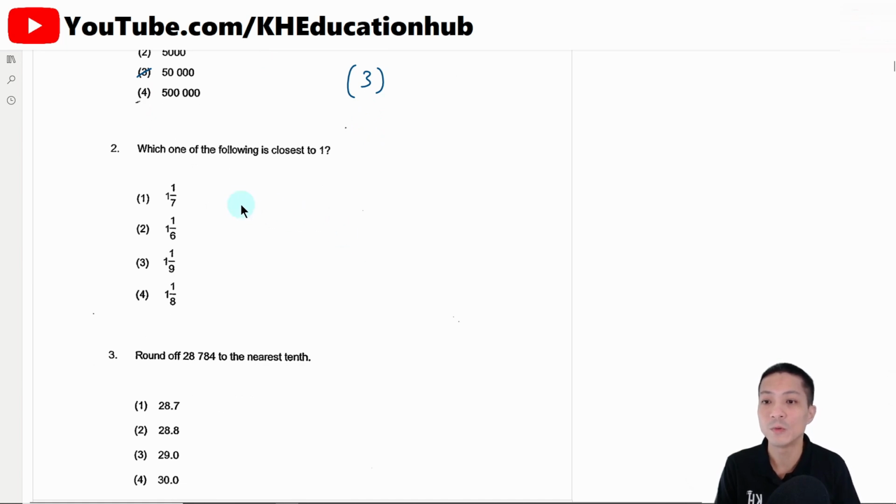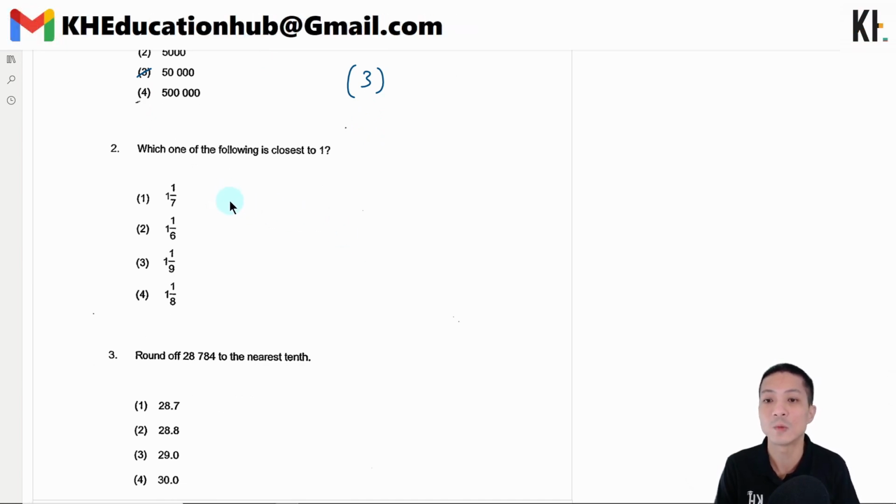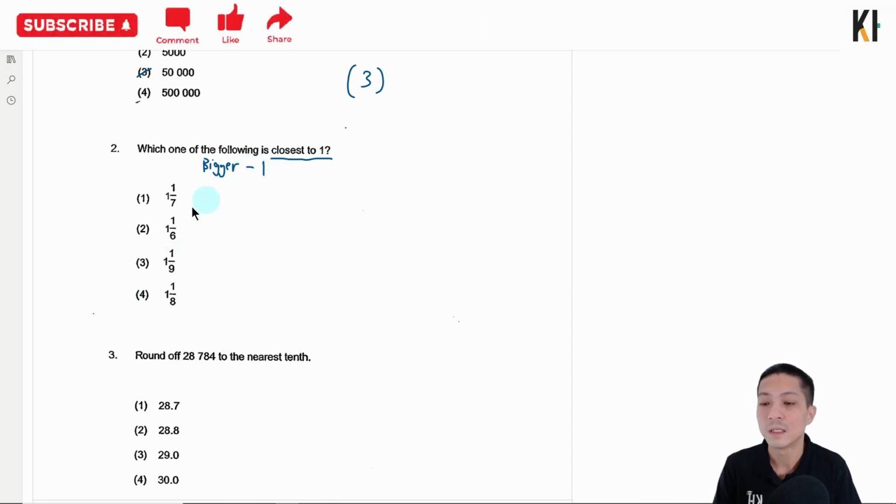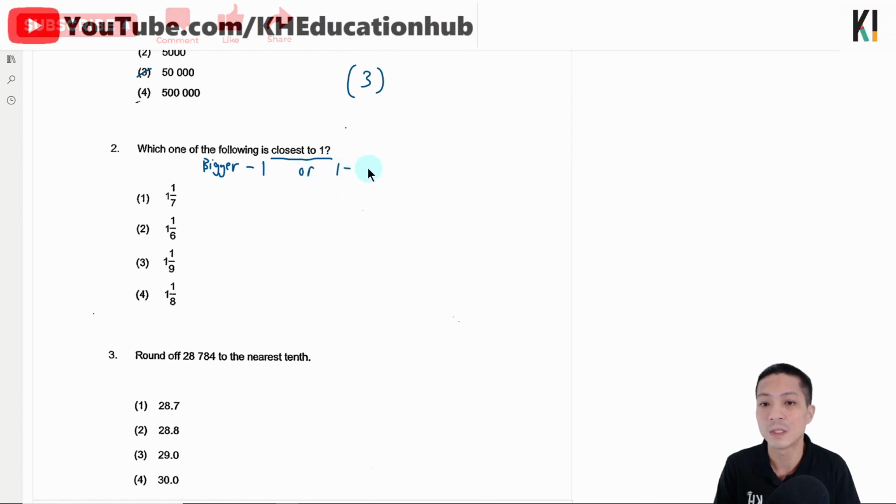Question 2. Which one of the following is closest to 1? If you see this kind of question that asks you to find the following that is closest to 1, what you do is you use the bigger number of fraction, usually it's in fraction, and subtract 1. Or sometimes they'll give you a fraction that is smaller than 1, then you will use 1 to subtract the smaller one.